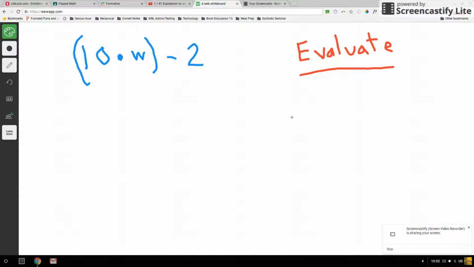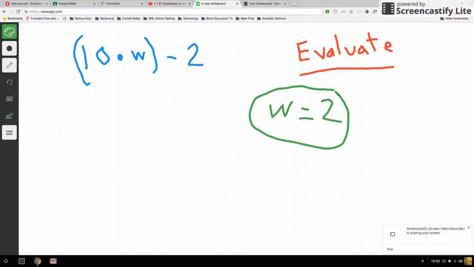So let's say I wanted to evaluate this and I was going to tell you, okay, W equals 2. All right, I've given you what W is. Now I can finish this expression, evaluate it, and tell you what the final answer would be. Well, if W was 2, I would plug that little 2 in for W. So you can see I'm going to write that little 2 in there. And then I can solve this equation. I can turn it into an equation because now I know what W is.